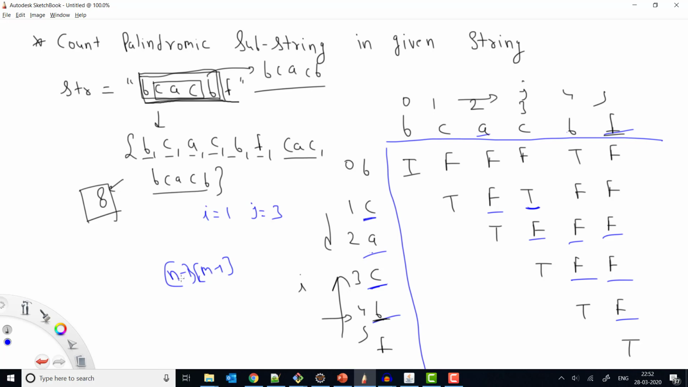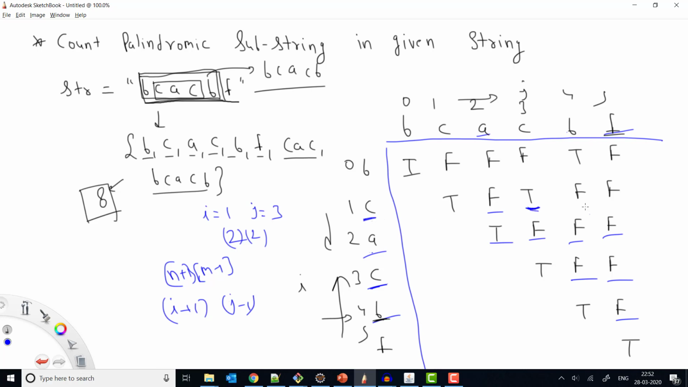So basically we check with I plus 1 and J minus 1. So it means I is 2 and this is also 2. So what is 2 2? 2 2 is this one. So this is also true. So if it is true, then it means there exists a palindromic substring. So if it is true, then only make it true. So now we have true, right?